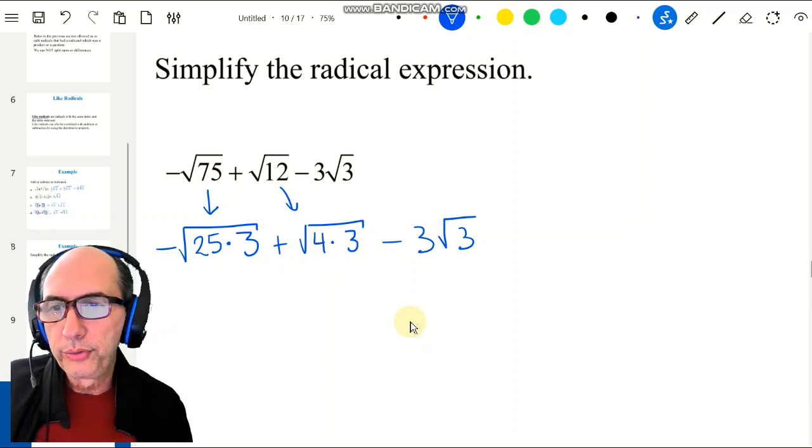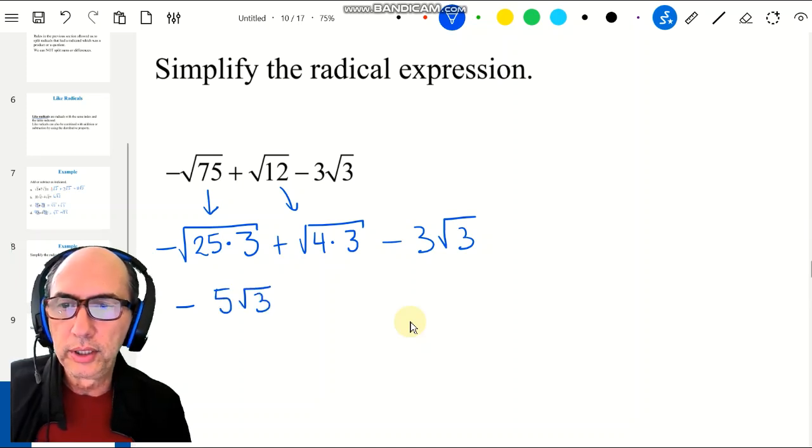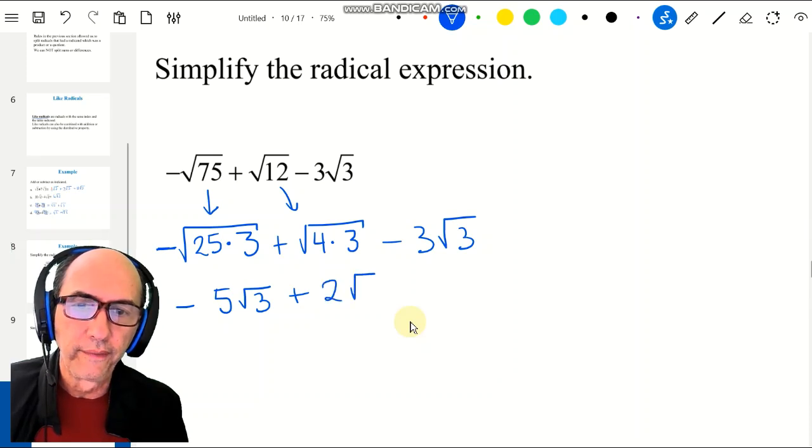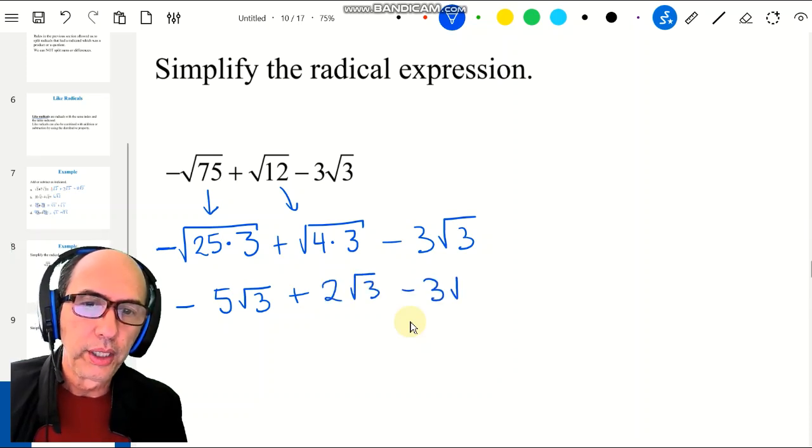We find the square root of 25. Minus 5 is square root of 3. The square root of 25 is 5. We keep this negative here. Plus, what's the square root of 4? Square root of 4 is 2. Minus 3 is square root of 3.